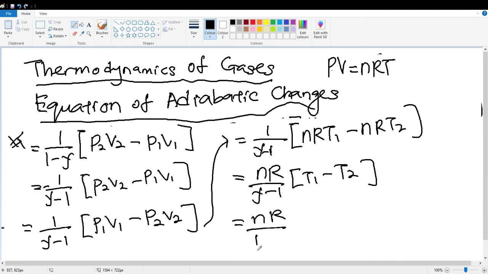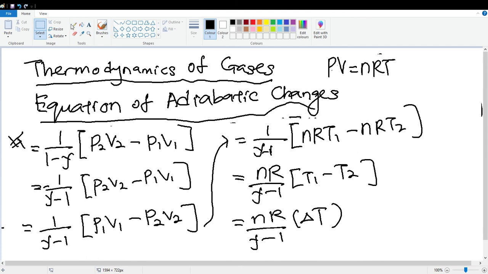So I simplify this T1 and T2. Basically what I get is delta T. Okay, so we have done this equation. So this is the final answer of the equation, which is the work done for adiabatic expansion.